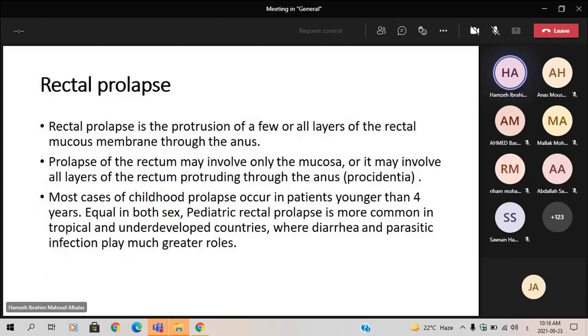Rectal prolapse, the other pathology, is the protrusion of a few or all layers of the rectal mucosal membrane through the anus. Prolapse of the rectum may involve only the mucosa, or it may involve all the layers of the rectum protruding through the anal canal. Most cases of childhood prolapse occur in young patients younger than 4 years, equal in both sexes. Pediatric rectal prolapse is more common in tropical and underdeveloped countries where diarrhea and parasite infection play much greater roles.